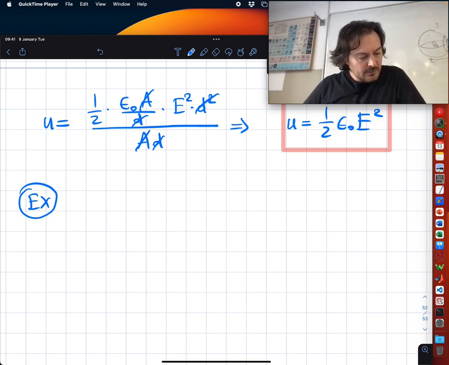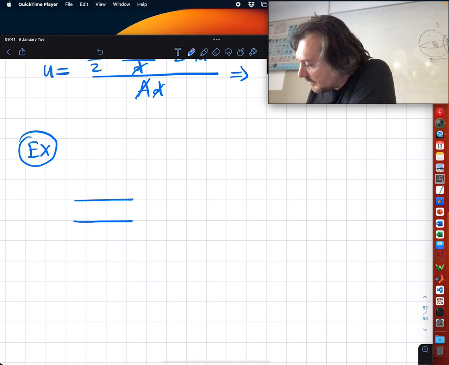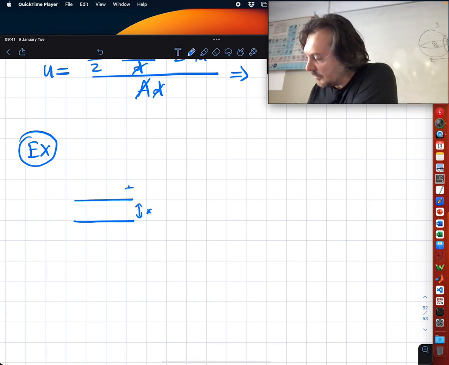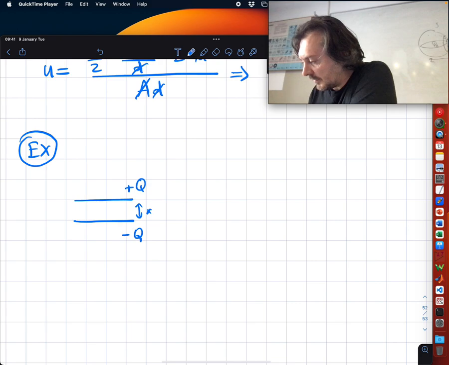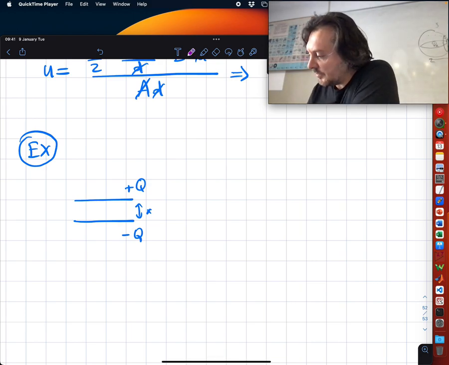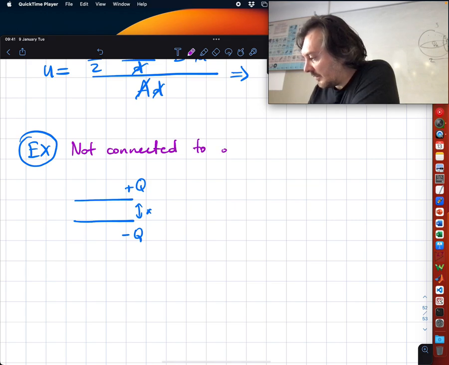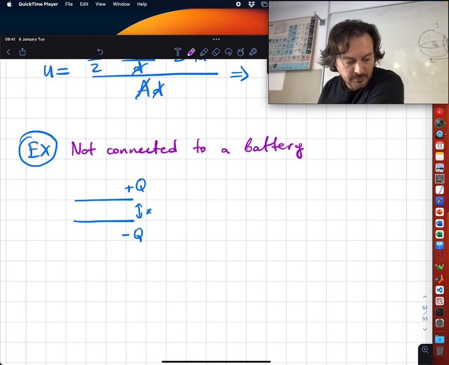So, let me ask you this situation. I have a capacitor and it has a distance of x, and there is plus q and there is minus q, and it's not connected. This is very important. In exams, please read it very carefully. Not connected to a battery.